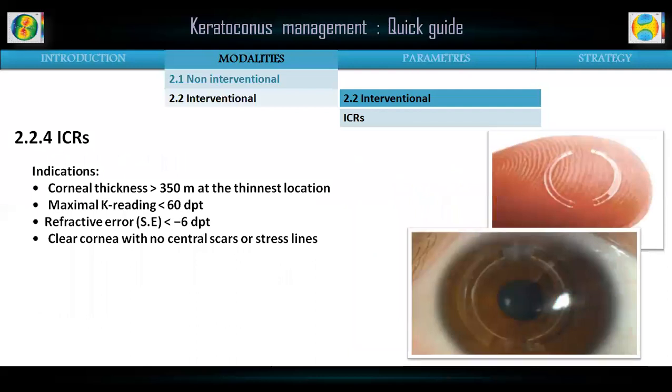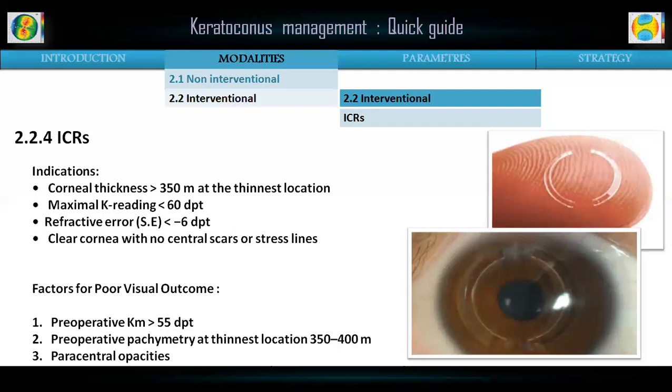The next procedure is intracorneal ring implantation, and the indications are when we have a corneal thickness more than 350 microns at the thinnest location and the Kmax reading less than 60 diopters. And when we also have refractive errors less than -6. And the last indication is when we have a clear cornea with no central scars or stress lines.